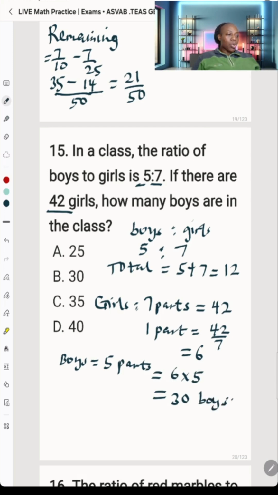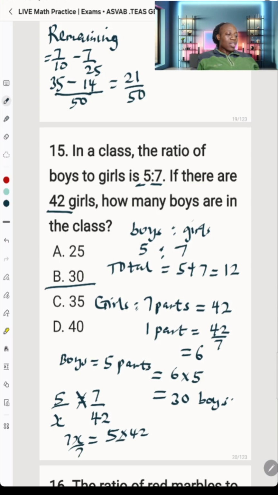There are 30 boys. And that's B. If you prefer proportion, you can say 5 over X, because we are looking for boys, equals 7 girls over 42, the number of girls. Then cross multiply. That is going to give us 7x equal to 5 times 42.